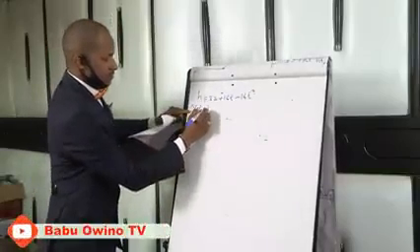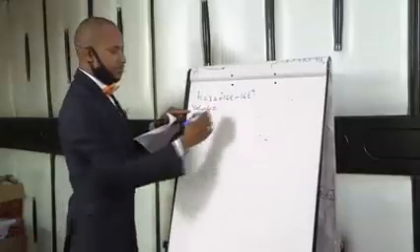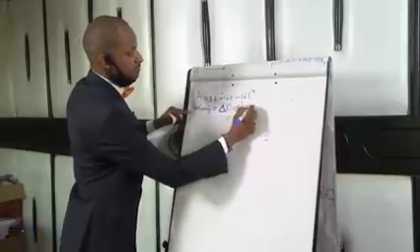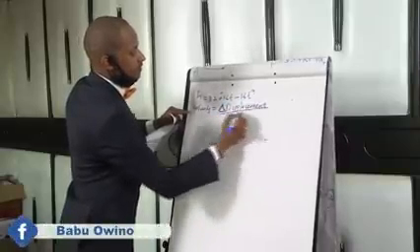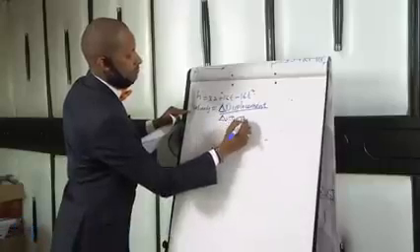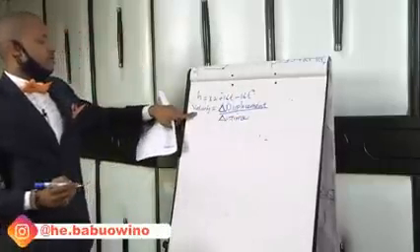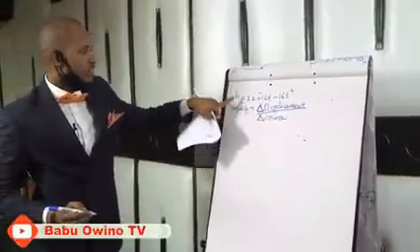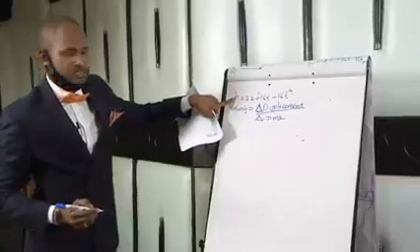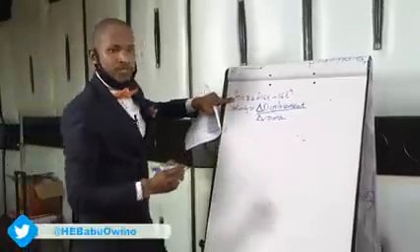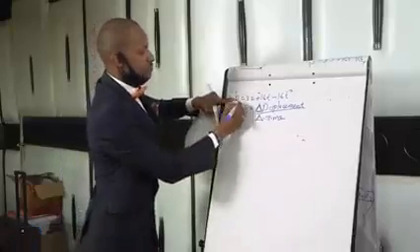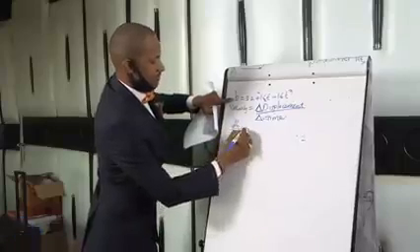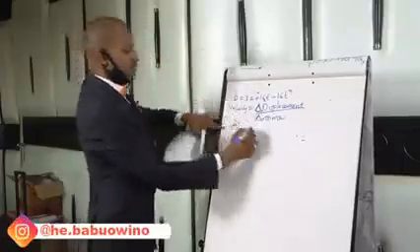Velocity is given by change in displacement, this sign means change, divided by change in time. So when we want to get the velocity, change in displacement over change in time, we have displacement or the height as h. So when our height is h, we just differentiate h with respect to t. That is dh/dt, which equals the velocity.